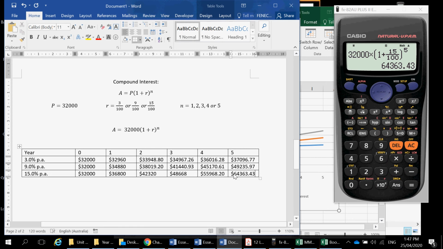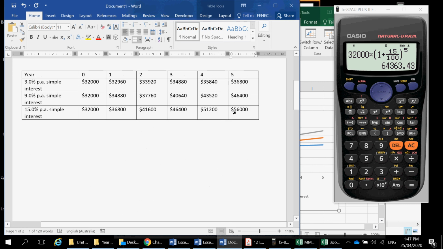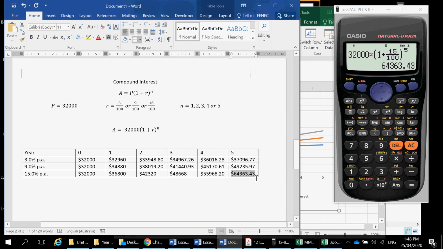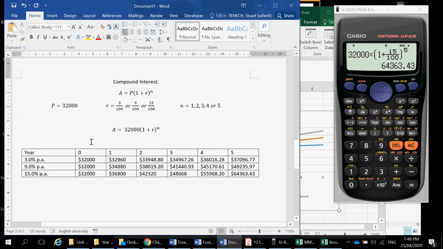Do you notice that at 15%, it has more than doubled what the original amount was? Compound interest is brutal. It's nice if it's your savings. It's not so good if it's your debt. I mean, compare that to the simple interest, just over 64,000 against $56,000 for simple interest. Compound interest means it's more than $8,000 more at the same interest rate. That's interesting, isn't it?